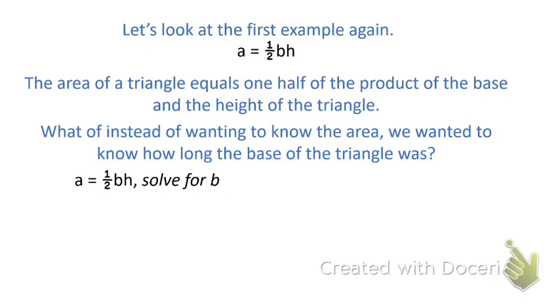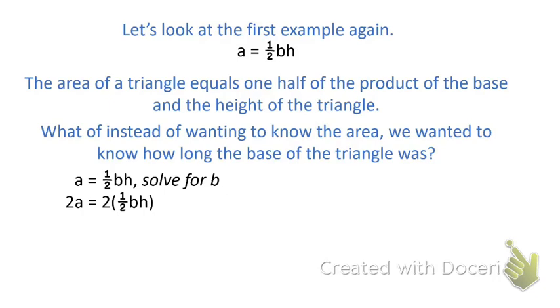What would it take to get b by itself, to isolate the b? Well, here on the side with b, we've got 1/2 times b times h. That means we're going to need to undo the 1/2 and undo the h. Multiplying by 1/2 is the same as really dividing by 2. So we need to undo dividing by 2. The inverse of dividing by 2 is to multiply by 2. So we can begin by multiplying both sides by 2.